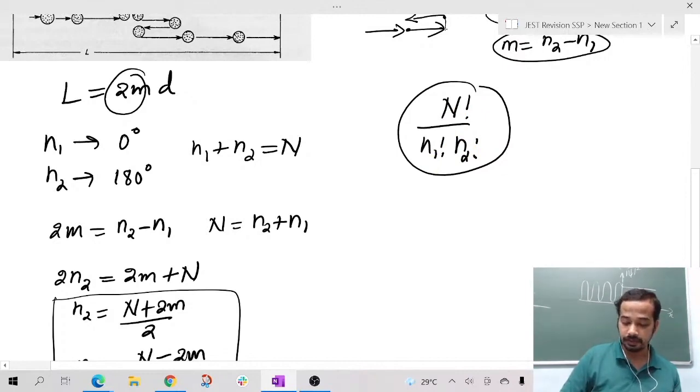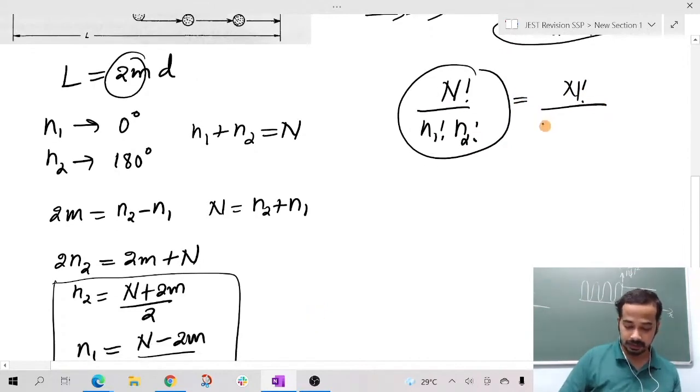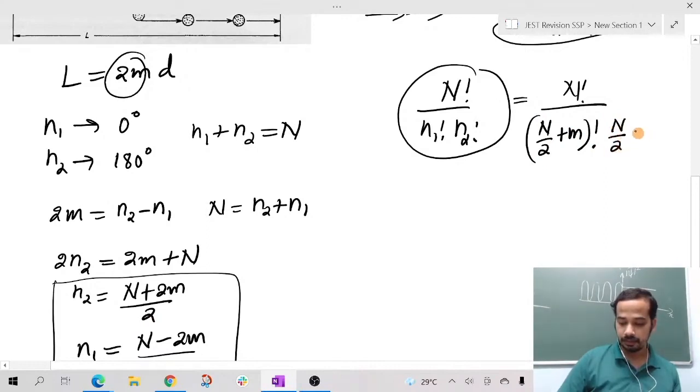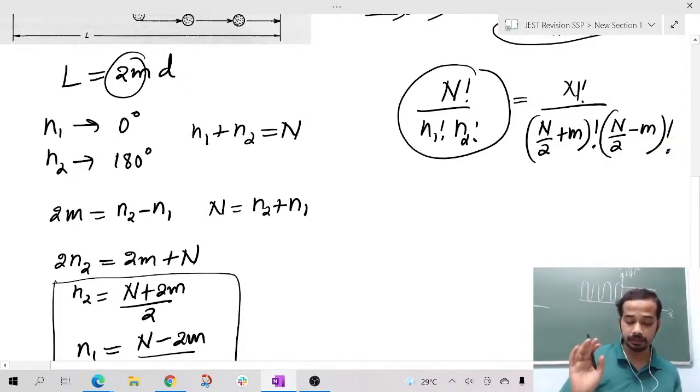In this possible situation, look here. This will be n factorial divided by, what is n1 here? Can I write n by 2 plus m factorial? I'll divide by 2 individually. N by 2 minus m factorial. So can I write like this? But it is not over, okay? The problem is not over.